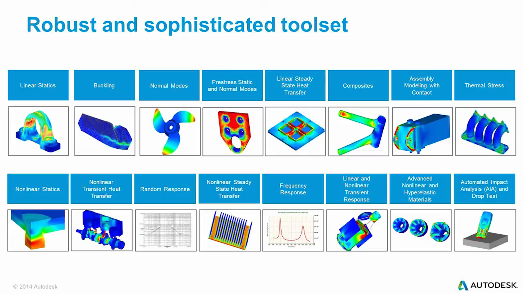You can apply vibrations to your designs to see how they will respond. Some companies have to do this as part of a specification and normally do this with physical testing. You can look at hyperelastic materials like rubbers. You can do drop testing. So it's very comprehensive. No additional licenses or modules are required. They're all included in the Nastran In-CAD product.